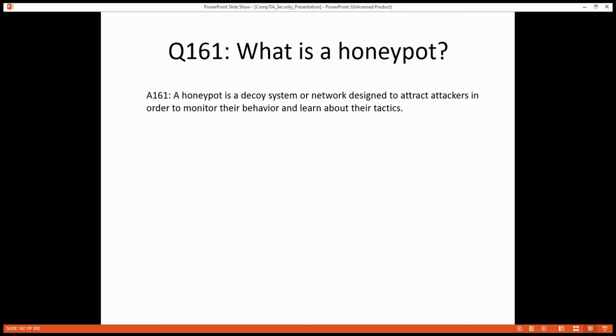Q161. What is a honeypot? A161. A honeypot is a decoy system or network designed to attract attackers in order to monitor their behavior and learn about their tactics.